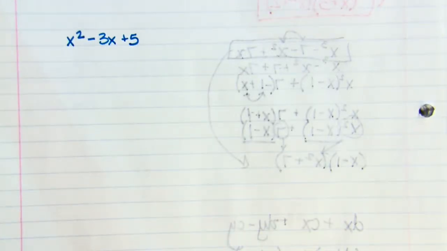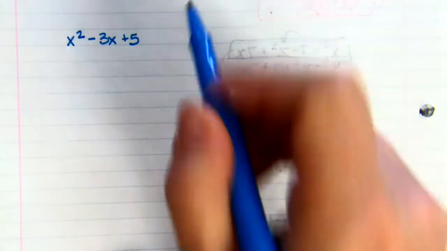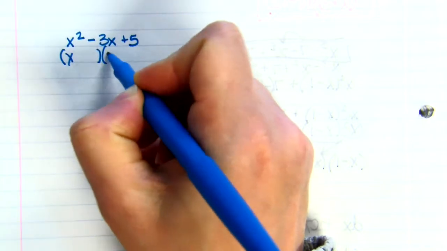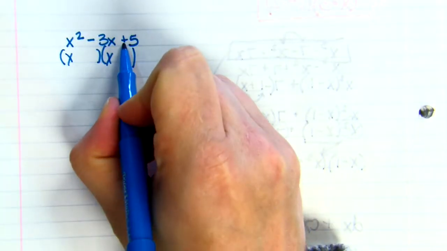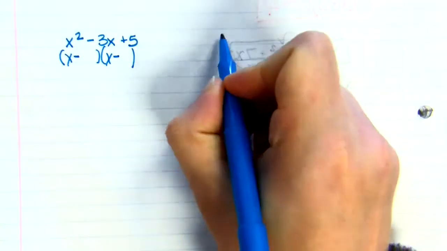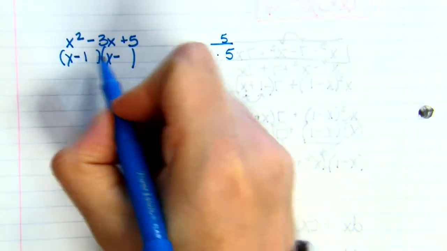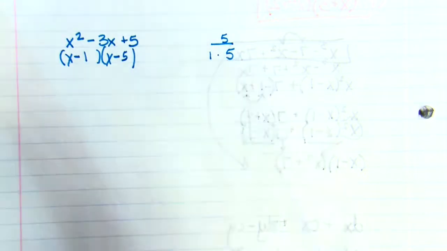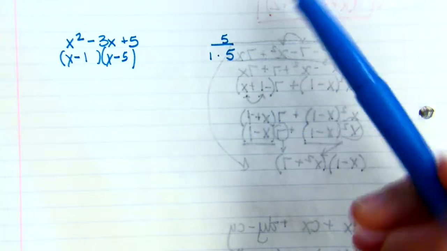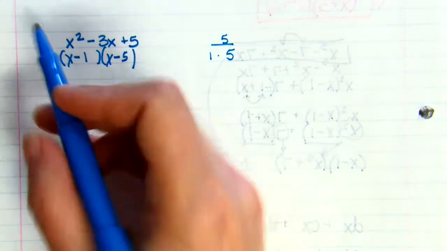x squared minus 3x plus 5. Nothing in common between those terms. So what I have to do is, this has an x, so this will be x times something, this will be x times something. The last term is positive, but the middle is negative, so these have to be negatives. And then I think about the factors of 5, 1 and 5. Those are the only factors of 5. So I would think that it's x minus 1 times x minus 5. I want to multiply those out and make sure it works. And this is a pretty good reason why you always want to multiply when you're done, to make sure that you get what you're supposed to have.